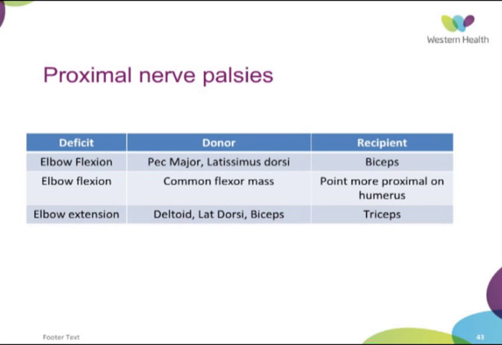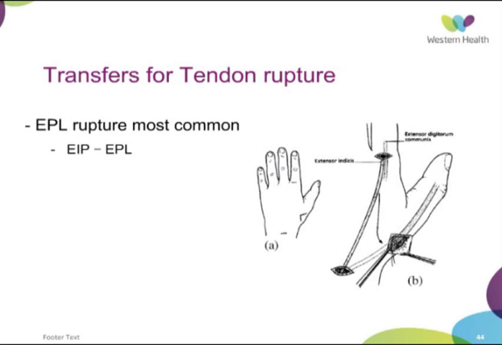Occasionally you'll do a tendon transfer for a more proximal nerve palsy. Your options here for elbow flexion are to take pec major or lat dorsi and insert it into biceps, or you can take off the entire common flexor mass and place that more proximally on the humerus, which will help you flex the elbow. For elbow extension, you can use either deltoid or lat dorsi or biceps and attach that to the triceps.